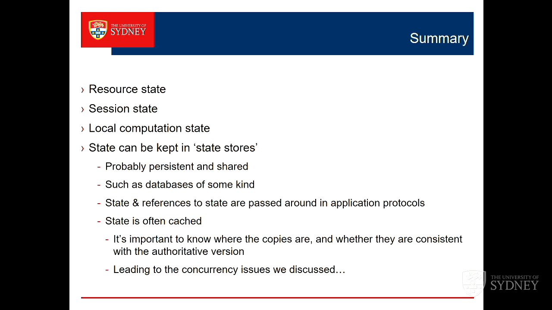State and references to state are going to be passed around in application protocols between the client and the server, between components in a complicated system. I'm passing bits of state, I'm passing account numbers, I'm passing the contents of bits of state. I will often cache bits of state for performance reasons. If you do that, you've now got copies of something and they can become out of date, they can become stale. So it's important to know where the copies are and whether they're stale and how you refresh them against an authoritative version, and effectively caching bits of shared state is what leads to some of those problems we talked about before.